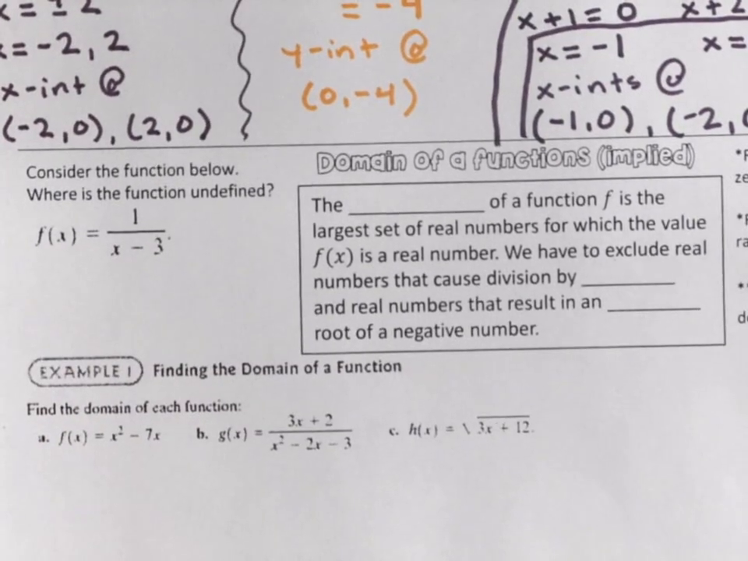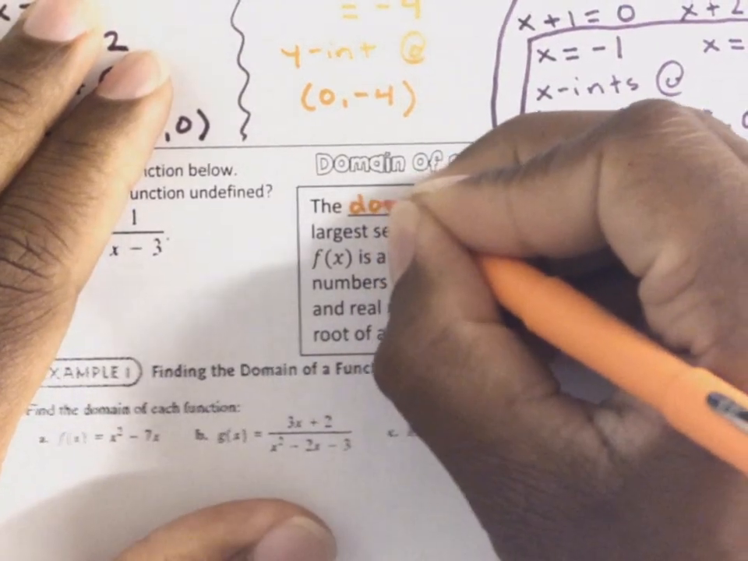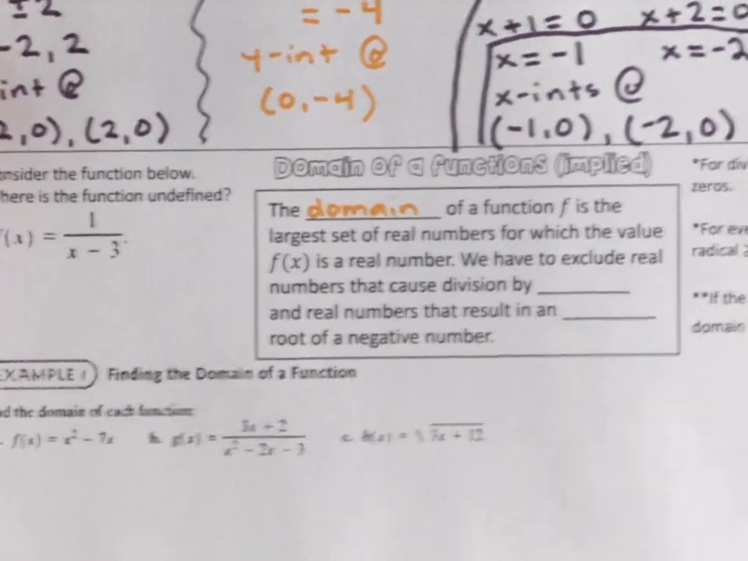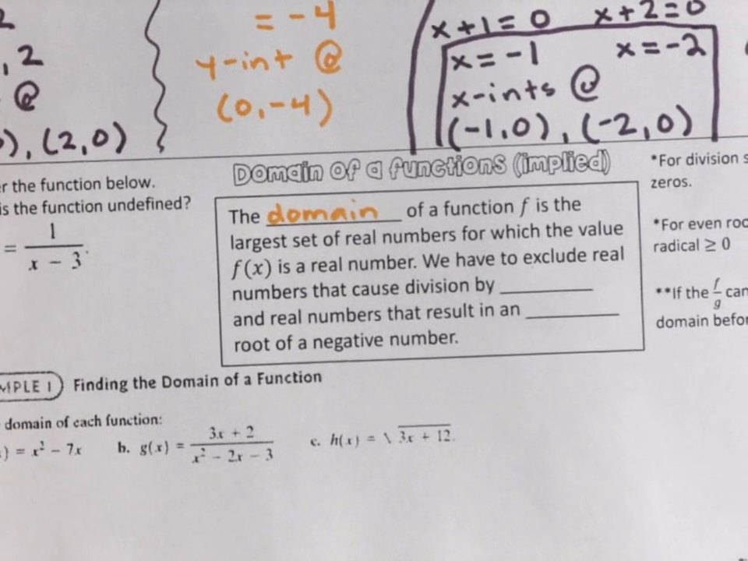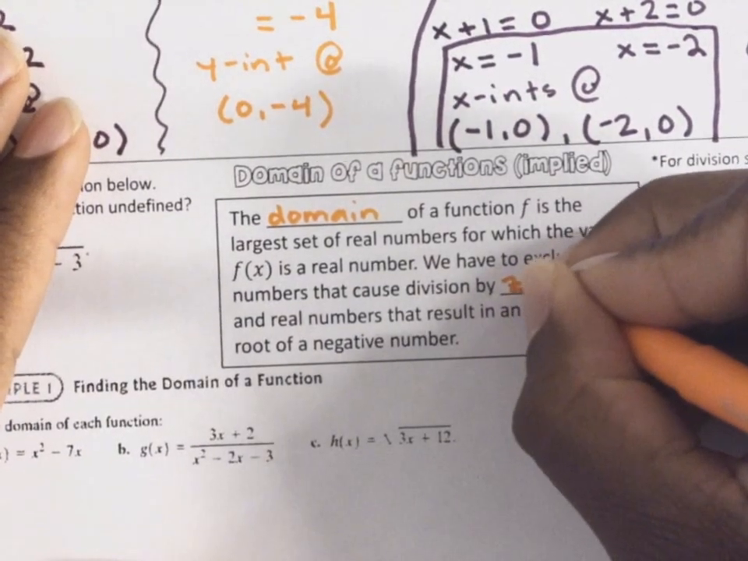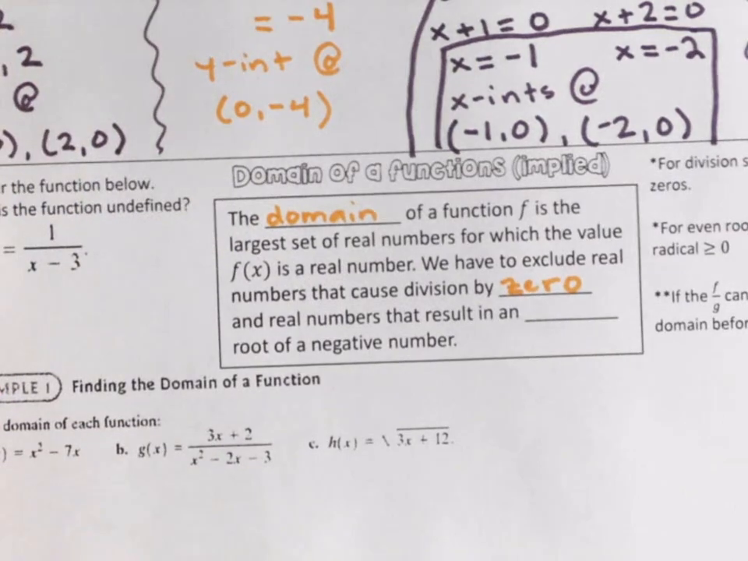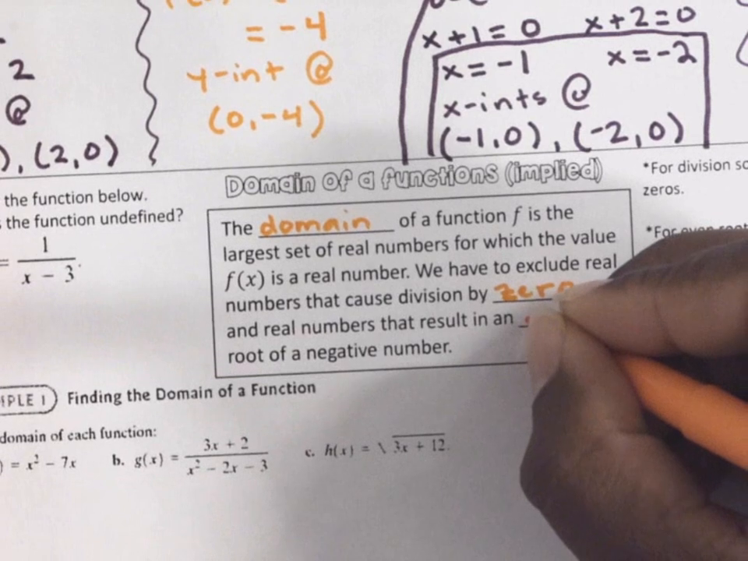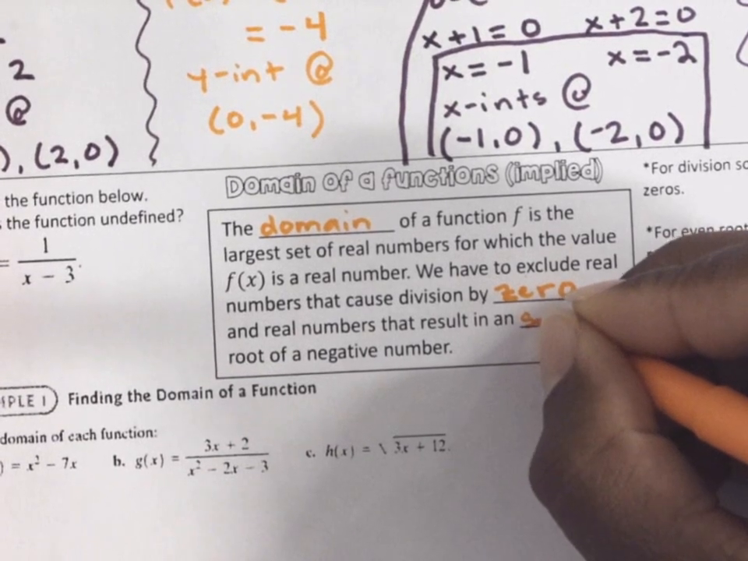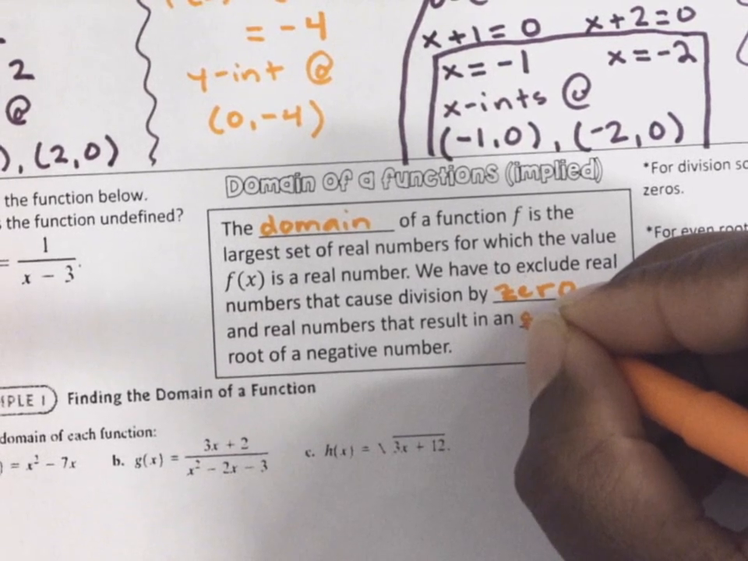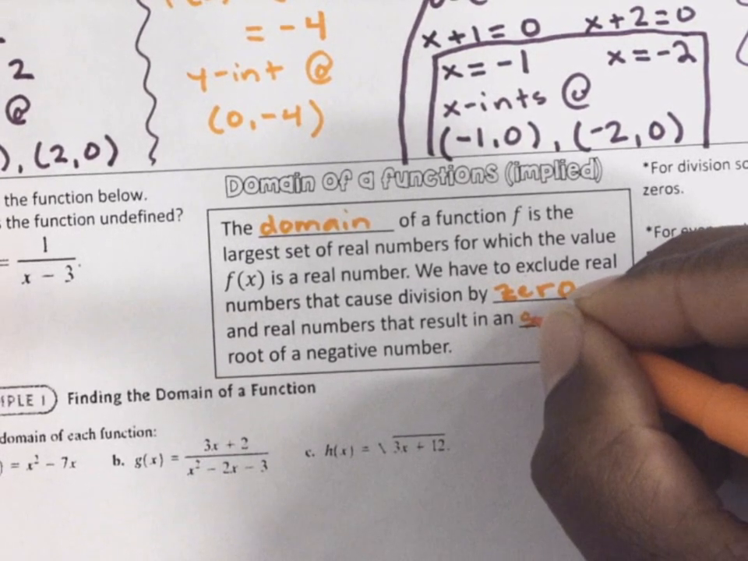It says the domain of a function f is the set of real numbers, the largest set of real numbers for which the value f of x is a real number. We have to exclude real numbers that cause division by 0, because we can't divide by 0, and real numbers that result in an even root.